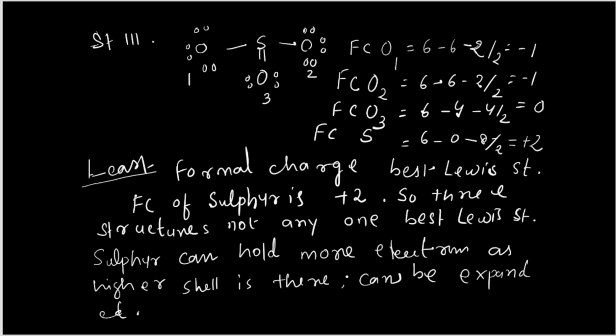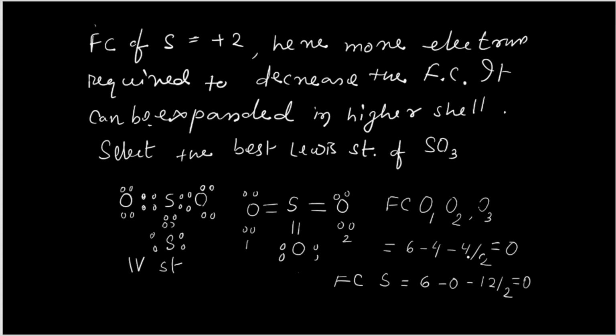Here the electrons can go to a higher shell, because you know sulfur is 1s2, 2s2, 2p6, 3s2, 3p4. The 3rd shell is involved where d orbitals are also there, and here the electrons can be expanded in the orbit. So here you will see what is happening. The charge of sulfur is +2. Here more electrons are required to decrease the formal charge. Because it is +2, electrons are required. Then how? It can be expanded to a higher shell. Higher shell, you know, the d shell is also there.